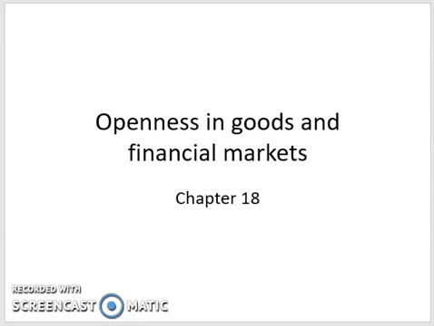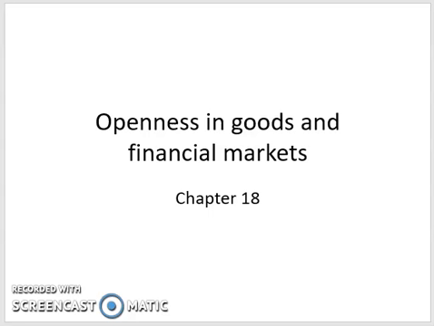So the implications of the openness in the goods market and the financial market will be discussed in detail in this chapter. The openness in the goods market allows people to choose between domestic goods and foreign goods, while the openness in the financial market allows people to choose between domestic assets and foreign assets.